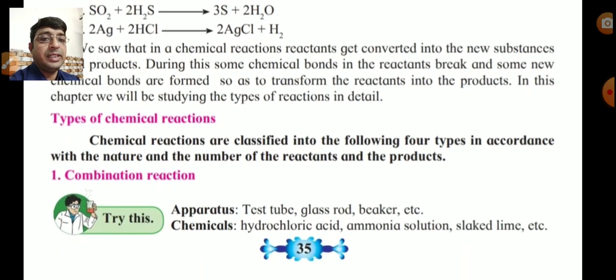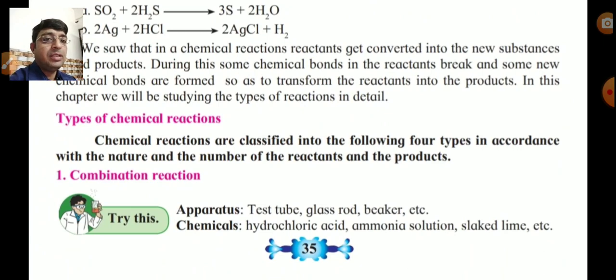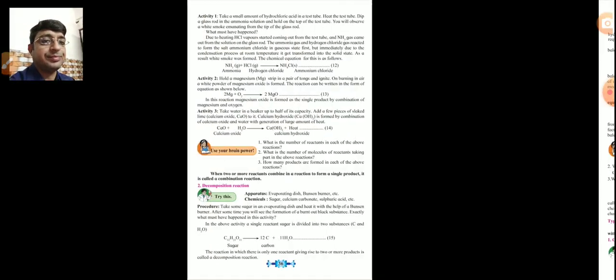Types of chemical reactions. Chemical reactions are classified into the following 4 types in accordance with their nature and the number of reactants and products. So the first type is a combination reaction. Some apparatus and chemicals are given. Now check that.